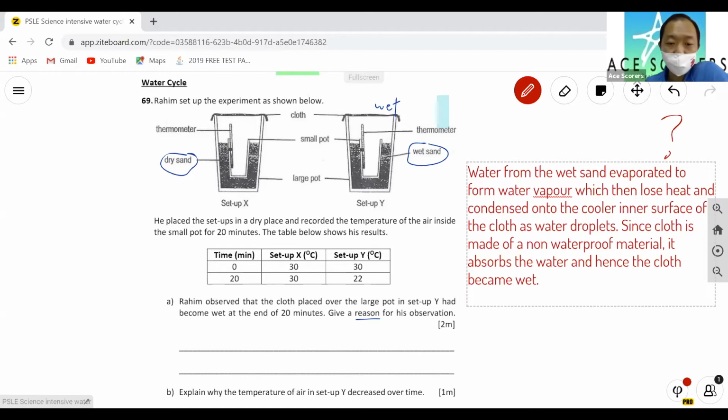Explain why the temperature of air in setup Y decreases over time. How come here the temperature, there's a thermometer here, right? So the temperature decreased. So it's another explain why question.